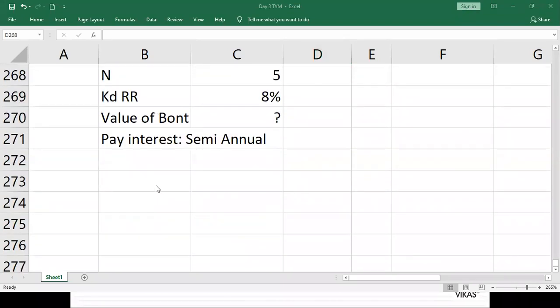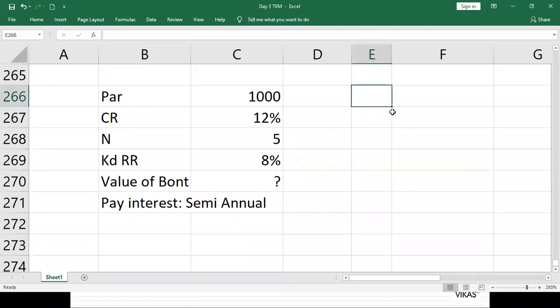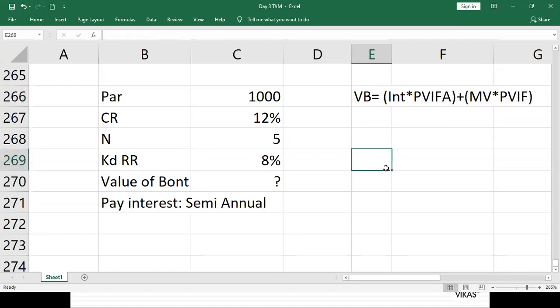Right, we will use this formula. Value of the bond is interest into PVIFA plus maturity value into PVIF. Right. I will ask some questions.